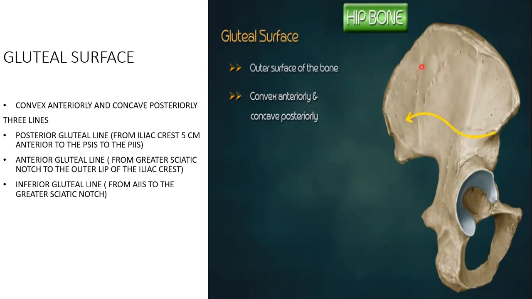So you have the posterior gluteal line, then you have that line there, which is coming from the iliac crest. It's going like that, going down until it reaches the greater sciatic notch. So that one is the anterior gluteal line. Then the last line is this one here, the inferior gluteal line, coming from the anterior inferior iliac spine to the greater sciatic notch as well.